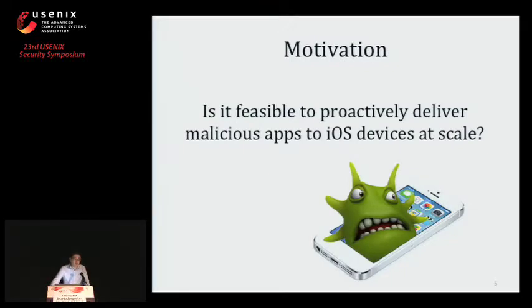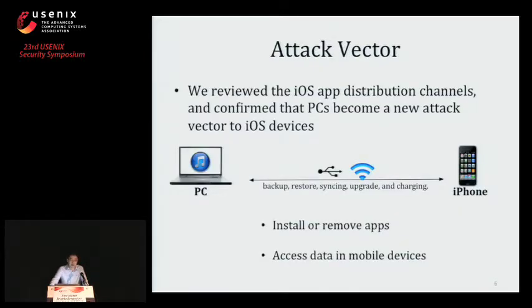So the motivation in our current work is to figure out whether it's possible to proactively deliver malicious apps to iOS devices at scale. With this goal in mind, we reviewed the app distribution channels and also the installation methods. And finally, we confirmed that personal computers are becoming a new attack vector to iOS devices. There are so many reasons that iOS users would like to connect their iPhone or iPad to personal computers, like backing up, restoring, syncing, charging, and so on.